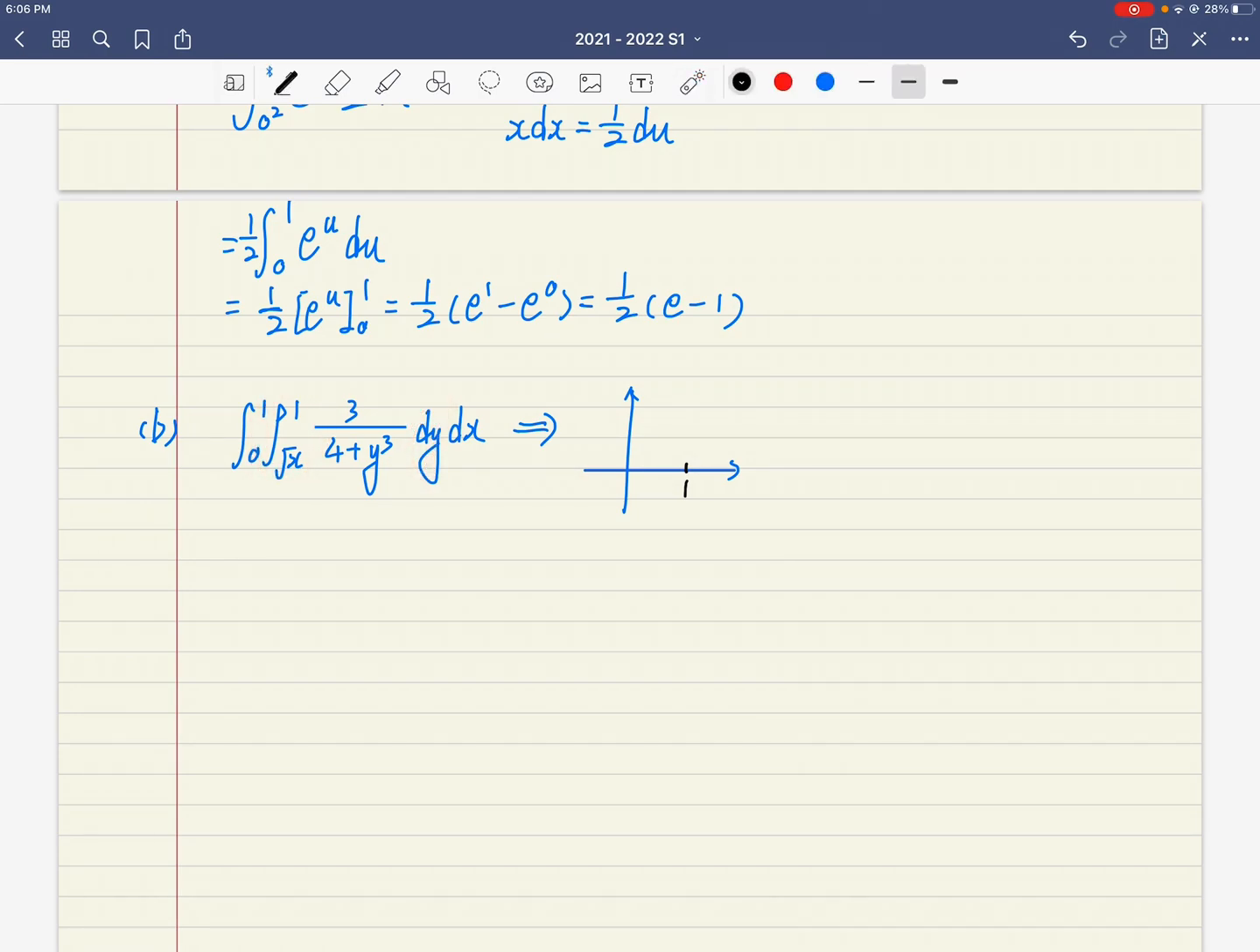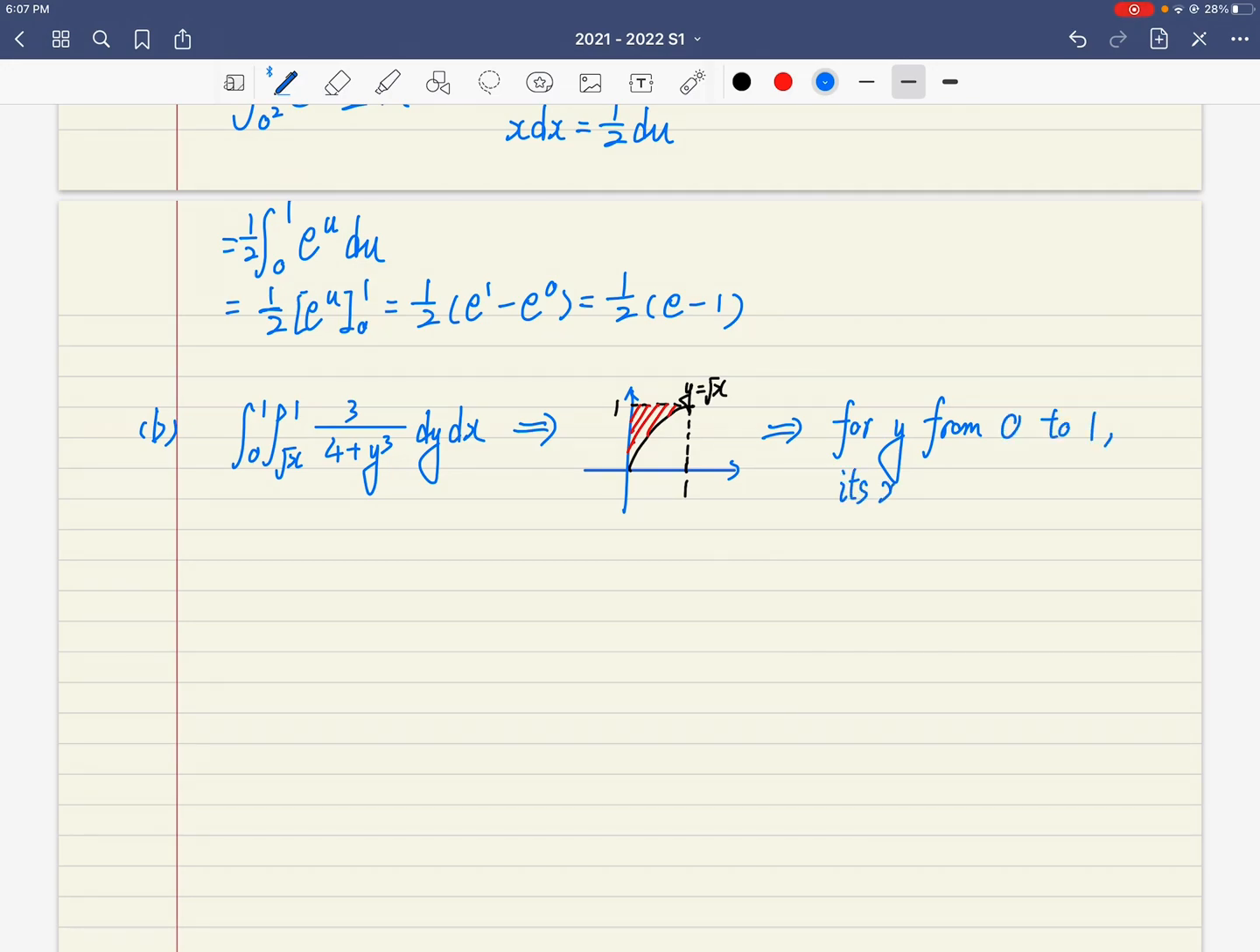So y is equal to square root of x, which is this, to 1. So the region described by that is this part. Then you have to redescribe this region. How can we describe this region? Before it's for x from 0 to 1, now it's for y from 0 to 1.